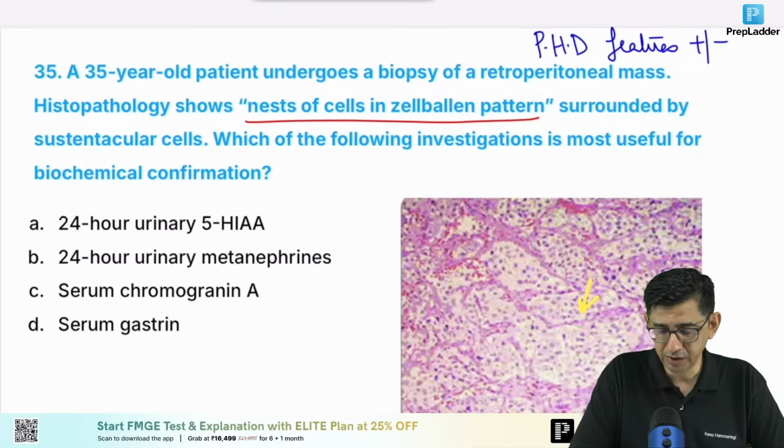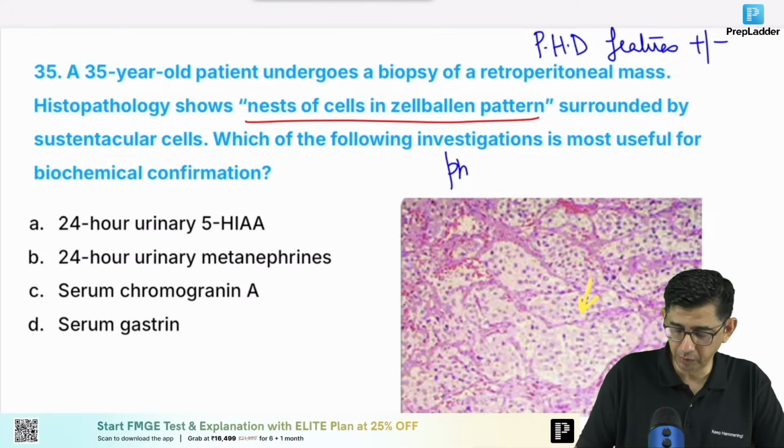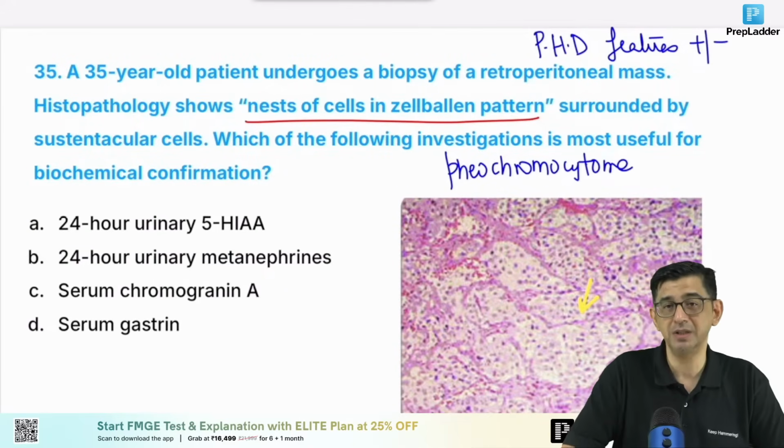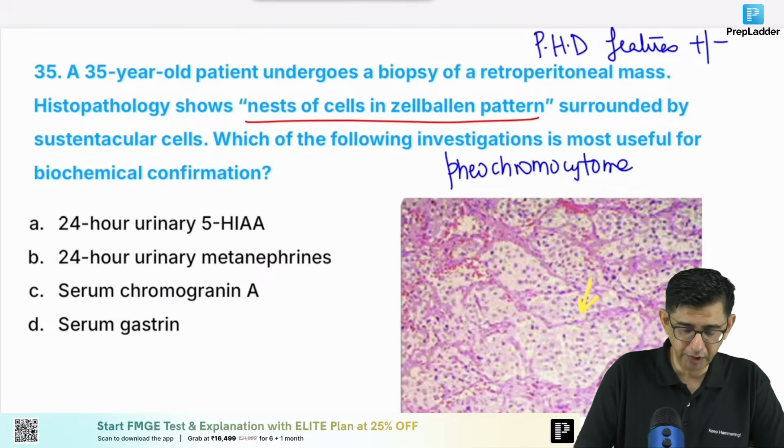And the nest of cells in Zellballen pattern with sustentacular cells means that the condition we're talking about is pheochromocytoma. It is a tumor of the adrenal medulla that causes excess catecholamine production, and because of the catecholamine metabolism, we'll go in for 24-hour urinary metanephrine levels. Option A is for carcinoid tumor.